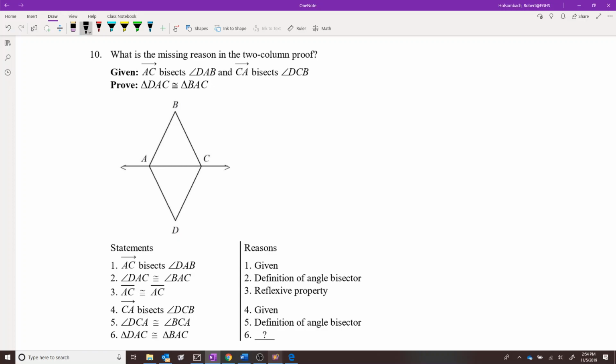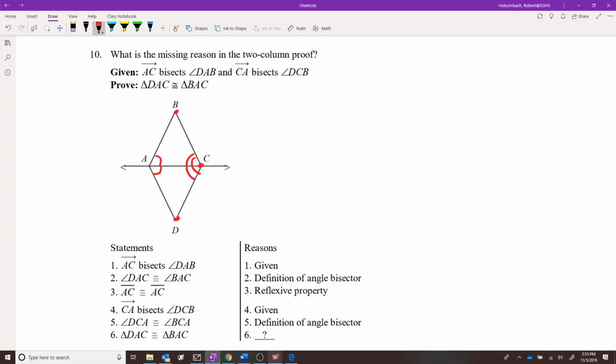Alright, and number 10. Given that AC bisects DAB, alright, AC, it's this horizontal line, it bisects angle DAB. That means that this angle is congruent to this angle. CA, the same horizontal line bisects DCB. So here's DCB. So these two angles are congruent to each other. Prove that DAC, the triangle on the bottom, is congruent to BAC, which is the triangle on the top.